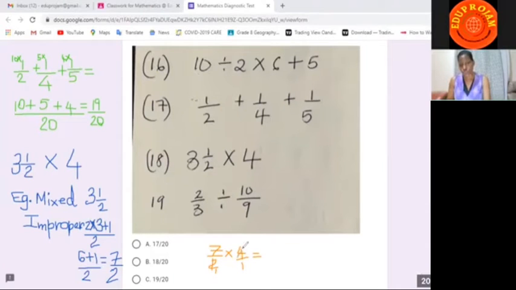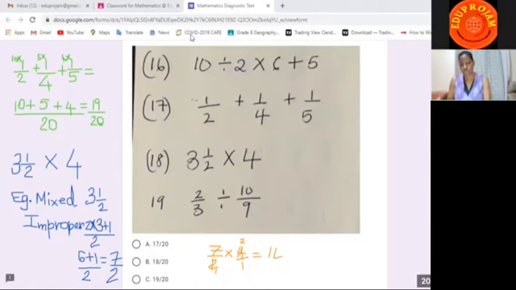And 7 multiplied by 2, which is how much? 14. So our answer is 14 over 1, which is the same as 14, because 1 times 1 is 1. That is what is left in the denominator.